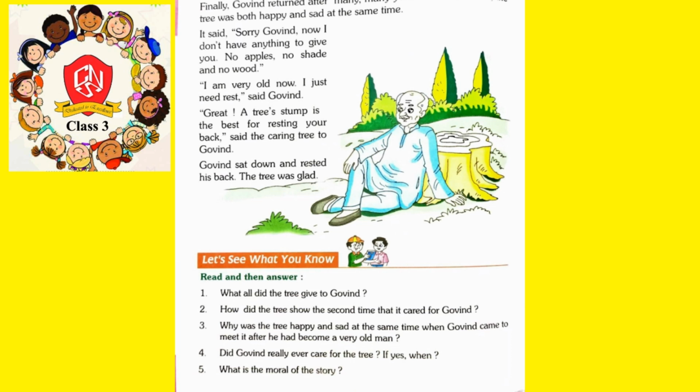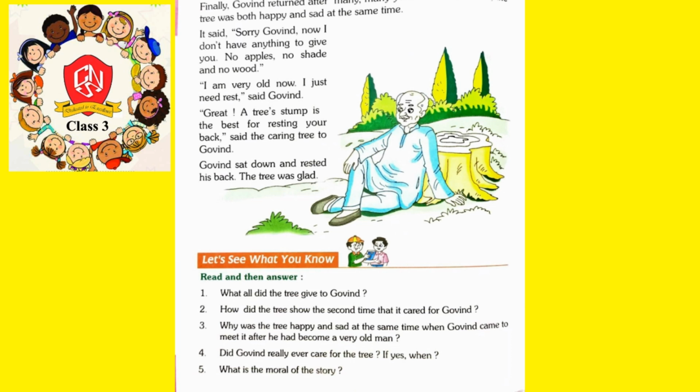See how generous and how kind-hearted the big apple tree was, as he had nothing to offer like apples or shade or wood. He felt very sorry for Govind. I am very old now. I just need rest, said Govind. Great. A tree stump is best for resting your back, said the caring tree to Govind.